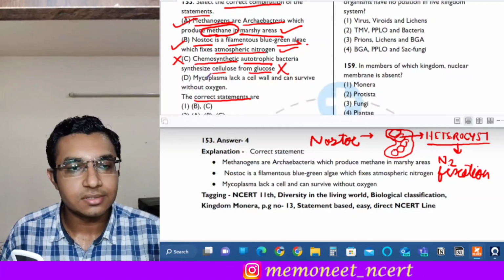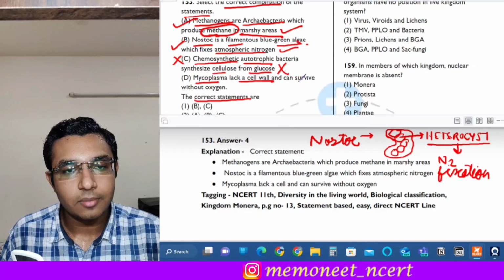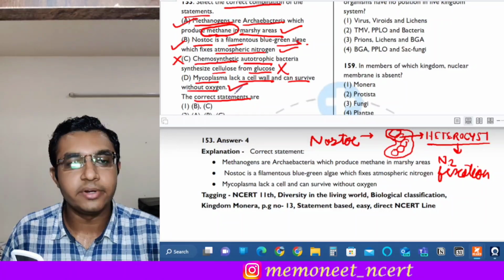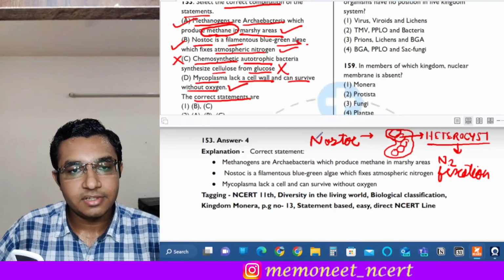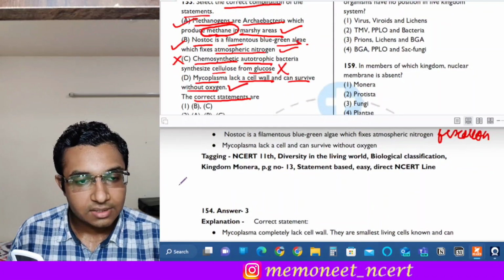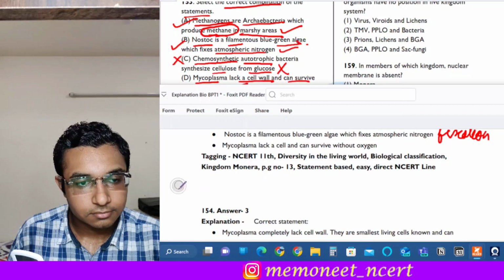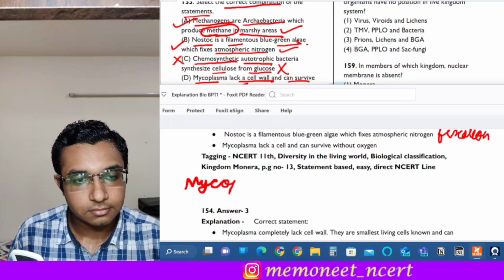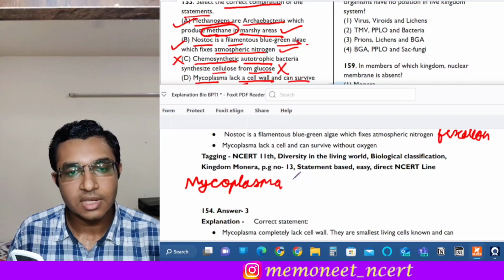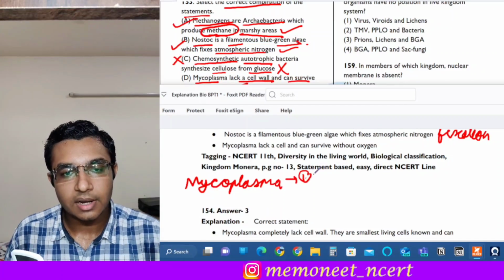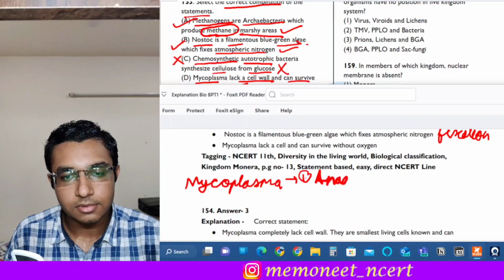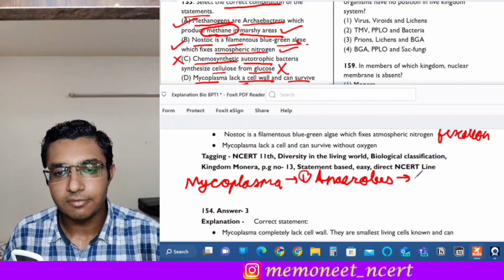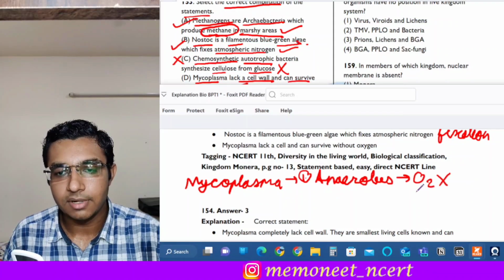The D statement is mycoplasma lack a cell wall and can survive without oxygen. So yes, see, this statement is absolutely correct. Why? Because the specific feature of mycoplasma is, okay, mycoplasma, they first of all are anaerobes, okay? Anaerobes means what? Means they can survive without oxygen, okay? They do not require O2.